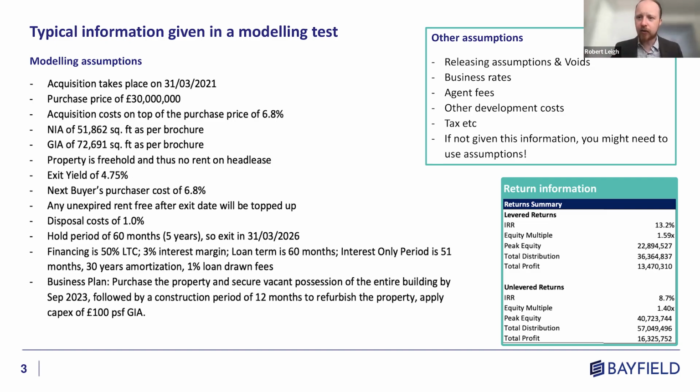Now, this isn't an exhaustive list of the kind of assumptions that they may give you. I've put some others at the side here. We might be given agent fees of how much they're going to charge us when we rent the building out. There might be other development costs like utility bills, what have you, maybe building a road. That will also have an impact. There might be tax or VAT implications that you might need to control for. Now, the other thing that we should note when we do these tests, they give us some assumptions. We also need to make assumptions.